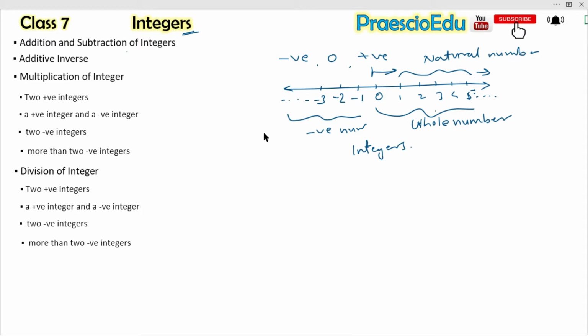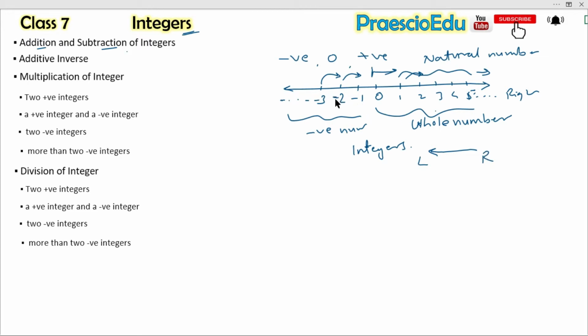So we are going to learn about addition and subtraction also. On the left side is negative, and the right side is positive. When we are adding any numbers, negative or positive, we go to the right side. So this is the addition. When we subtract any number from any integer, then we have to go from right to the left.